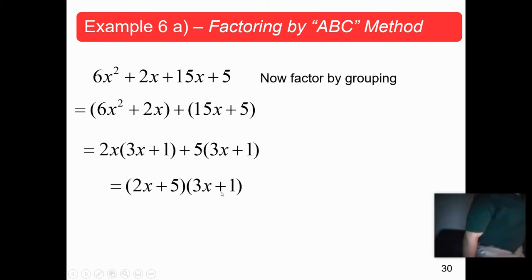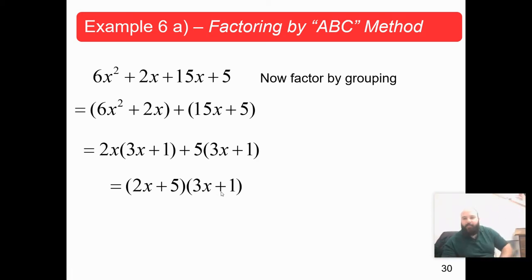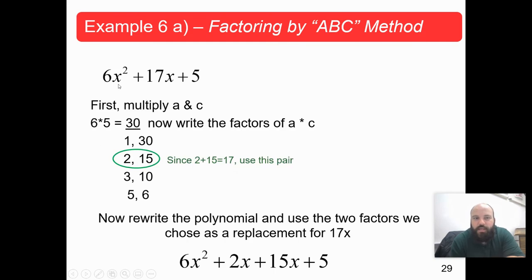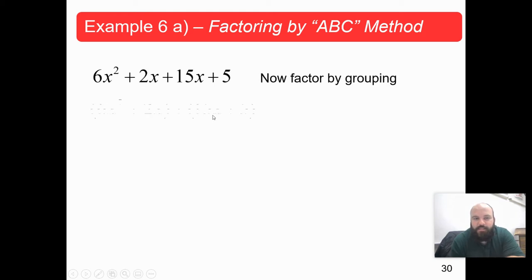Now, what needs to happen next is if you want to check, and you don't have to, but if you would want to, you could refoil this out. And if you refoil this out, you will end up with the original expression, 6x squared plus 17x plus 5.